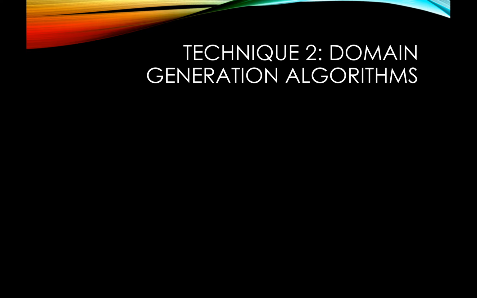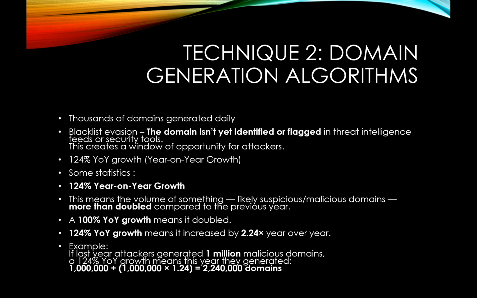Technique number two, domain generation algorithm. Thousands of domains are generated daily, or what we call newly created domains. Blacklist evasion: the domain is not yet identified or flagged in threat intelligence feeds or security tools. So this is the loophole, what's called a zero-day attack. This creates a window of opportunity for attackers.